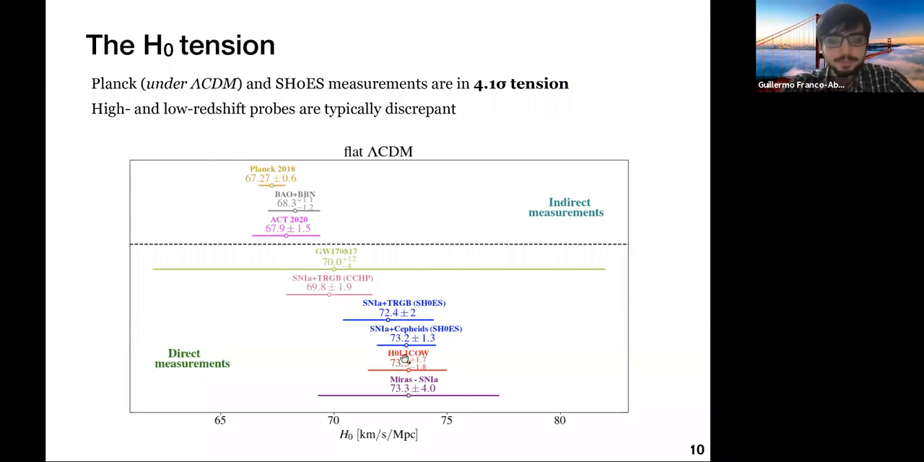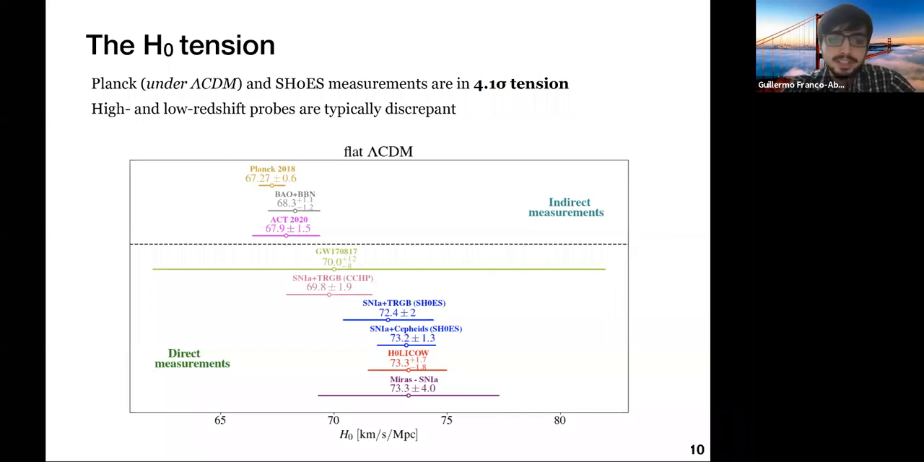gravitational lensing of quasars. It is fair to say that there are some measurements, such as the one carried out by the Carnegie-Chicago Hubble Program, that calibrates supernovae not using Cepheids, but using the tip of the red giant branch, which gives a value that is right in the middle of the one obtained by Planck and the one obtained by SH0ES.